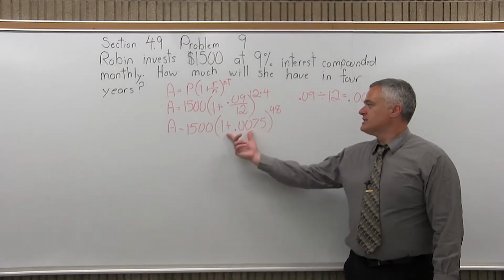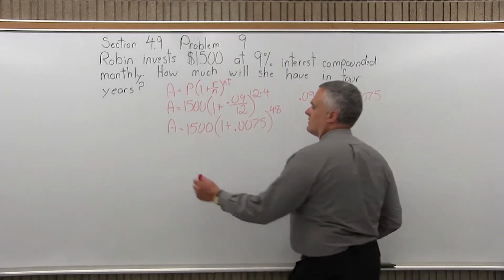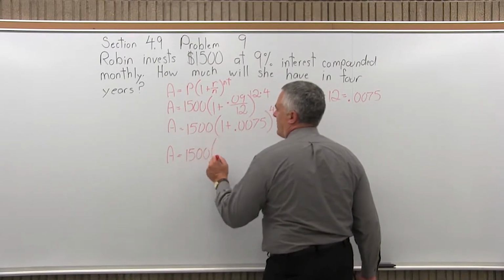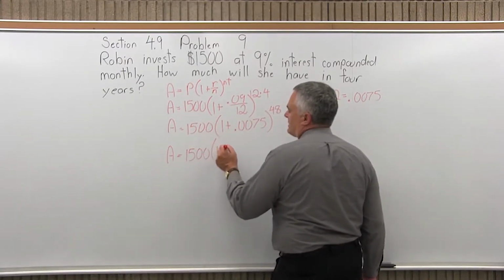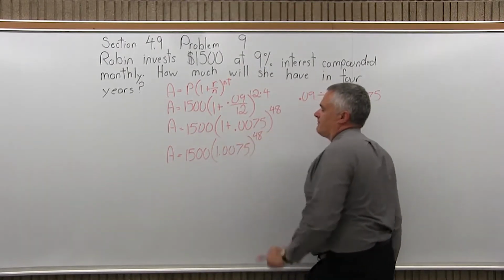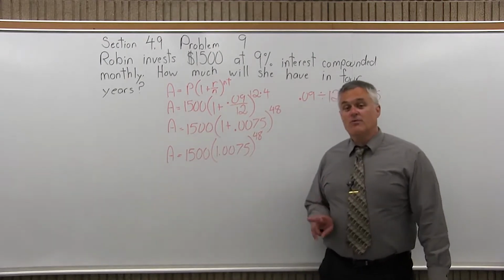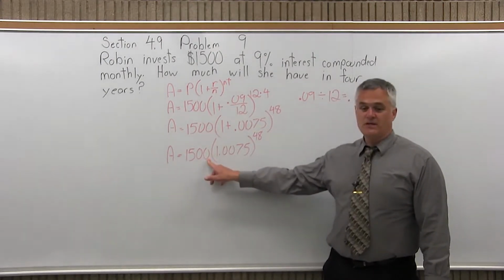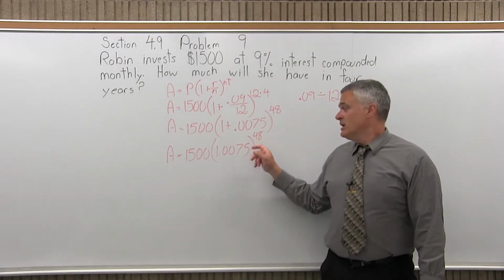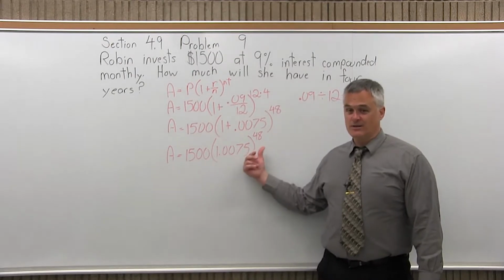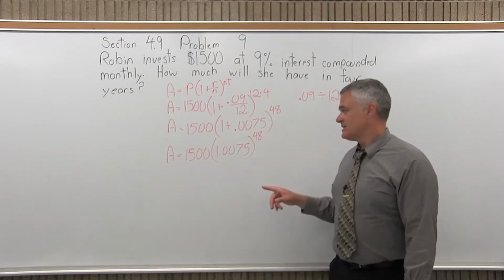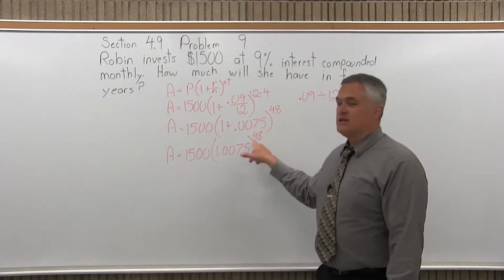Now, to finish my work in parentheses, I want to add 1 to that. That's easy to do. So the 1,500 in front of the parentheses will stay. 1 plus 0.0075 is 1.0075. And the exponent is 48. Now, at this point, we're down to 2 operations that need to be done. We need to do a multiply, 1,500 times the parentheses, and we need to do an exponent. The parentheses raised to the 48th power. So it's not the value in parentheses times 48. It's the parentheses times the parentheses times the parentheses times the parentheses 48 times. So in that, the exponent needs to be done before the multiply.